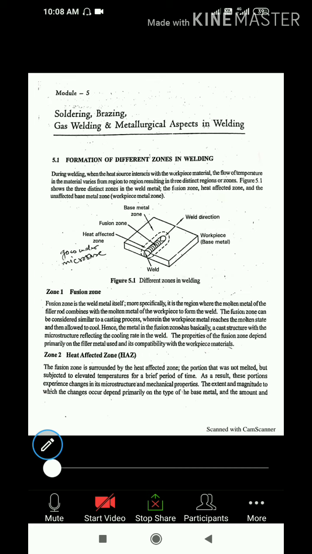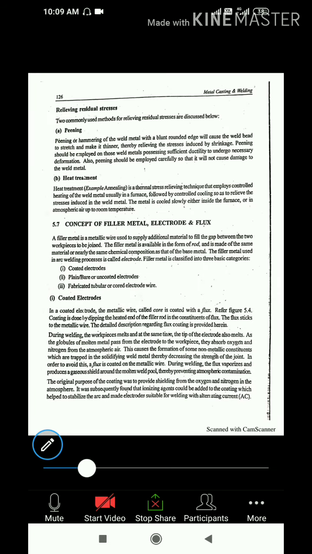In the last class you studied the different types of zones. Yesterday only I started the new module, that is soldering and brazing and metallurgical aspects in welding, module number 5. In the last class we discussed different types of zones, that are the fusion zone and the heat affected zone.